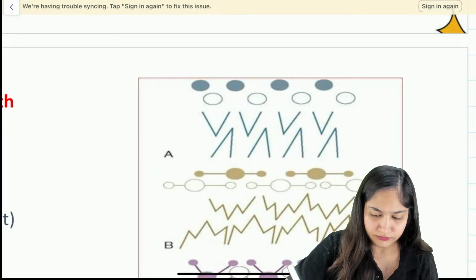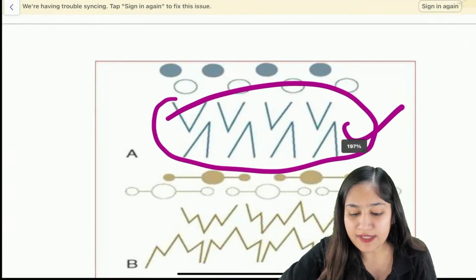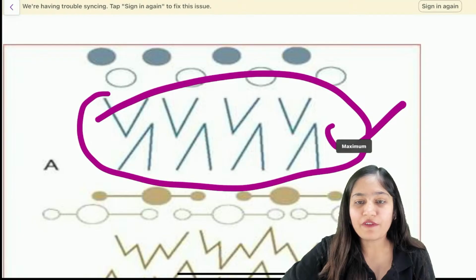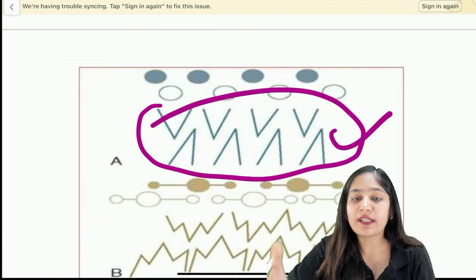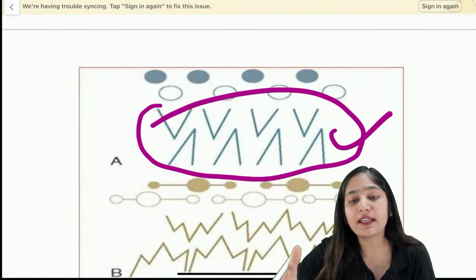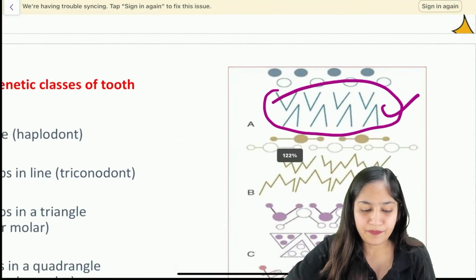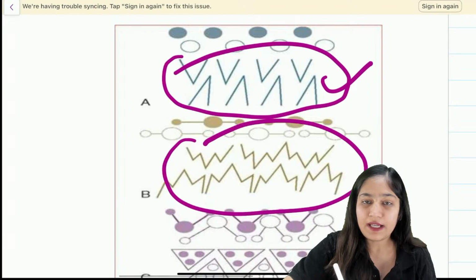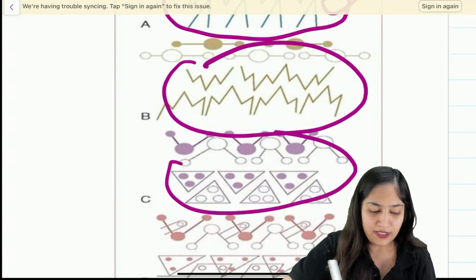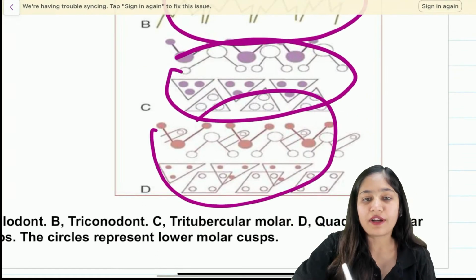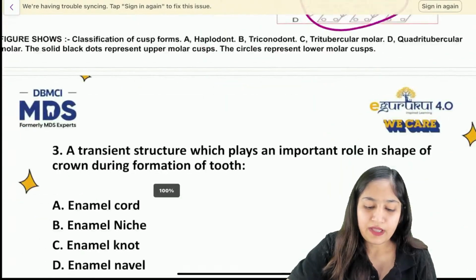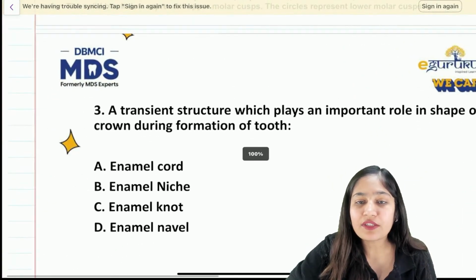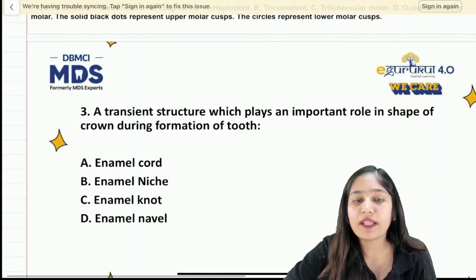So here you can see it can come as an image-based question as well. You can be given this type of image and asked what is it. So it is mainly haplodont, which is single conical cusp. Single cone. Then we have 3 cusp in a line, 3 cusp in a triangle and 4 cusp in a quadrangle.